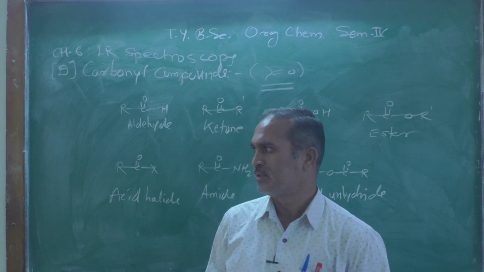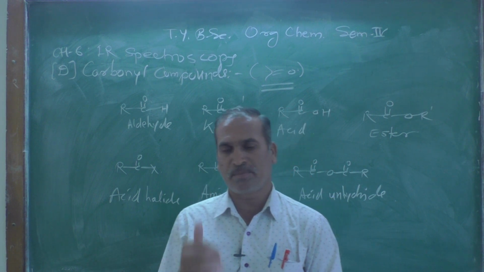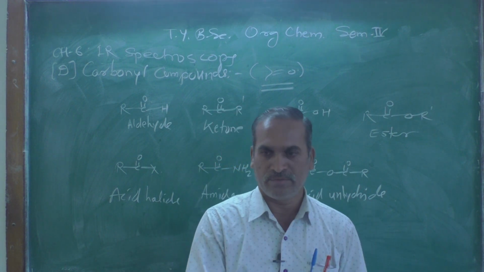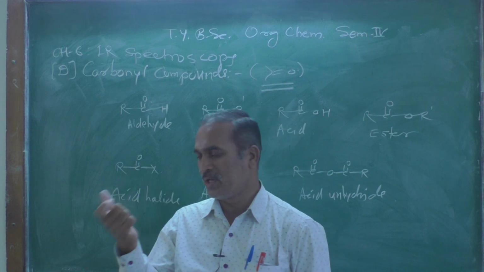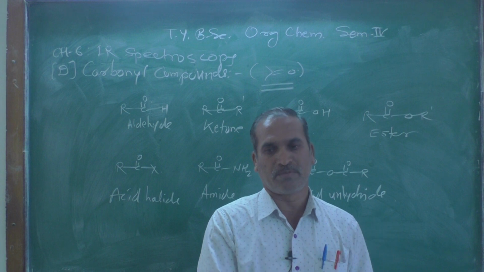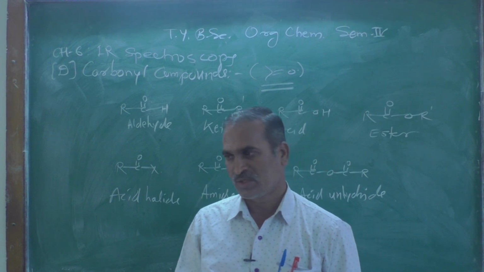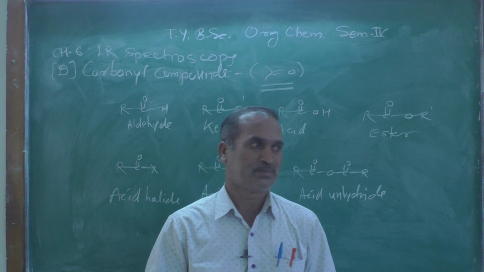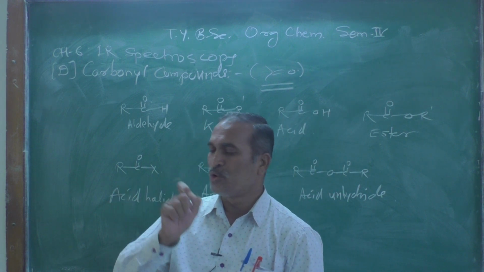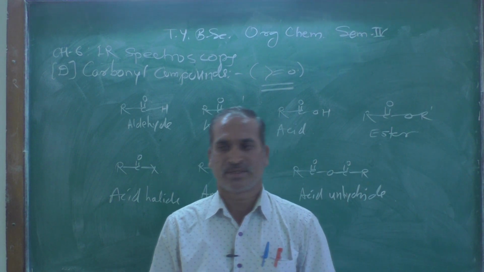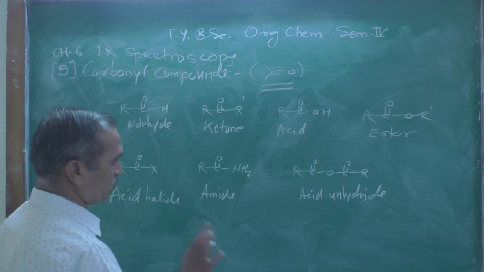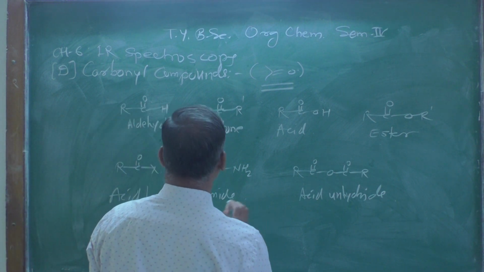And here, how will you distinguish the following pair by IR spectroscopy? This kind of question appears in an exam. When such a type of question appears in the exam, how do you answer it? For example, let us see aldehyde and ketone, one of the simplest examples I am taking here.